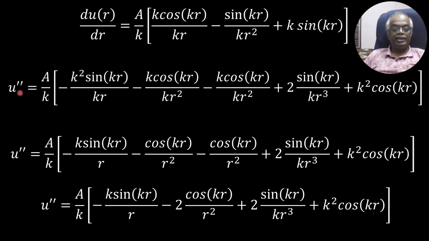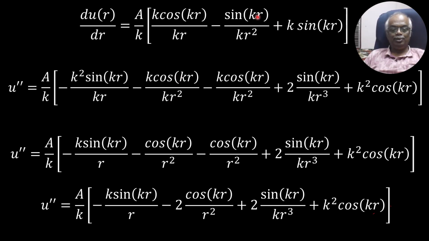Now you carry out the second order derivative. You differentiate this. You take the first term. If you differentiate the numerator, you will get minus k sin kr. Already there is another k, so this will become k squared sin kr over kr. Then you keep the numerator as it is and differentiate the denominator. K is a constant, so you leave it, 1 over r. If you differentiate, you will get minus 1 over r squared.